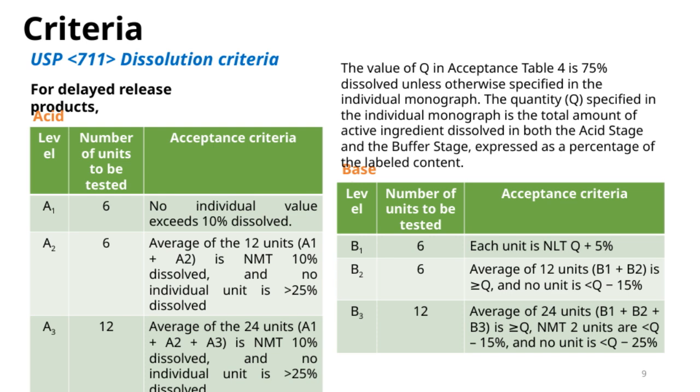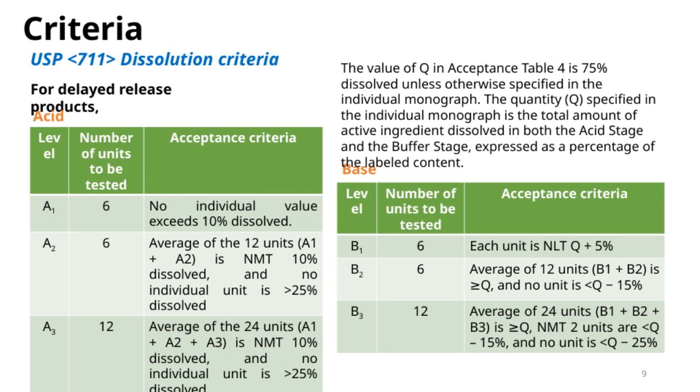Now, regarding the testing levels, we have 3: B1, B2, and B3. At B1, we test 6 units, and each must be at least Q plus 5%. So each individual unit needs to meet or exceed that threshold. Moving to B2, we test 6 units again, but here, the focus is on the average of 12 units, combining B1 and B2 being at least Q, and none of these units can be less than Q minus 15%. This ensures consistency across a larger sample.